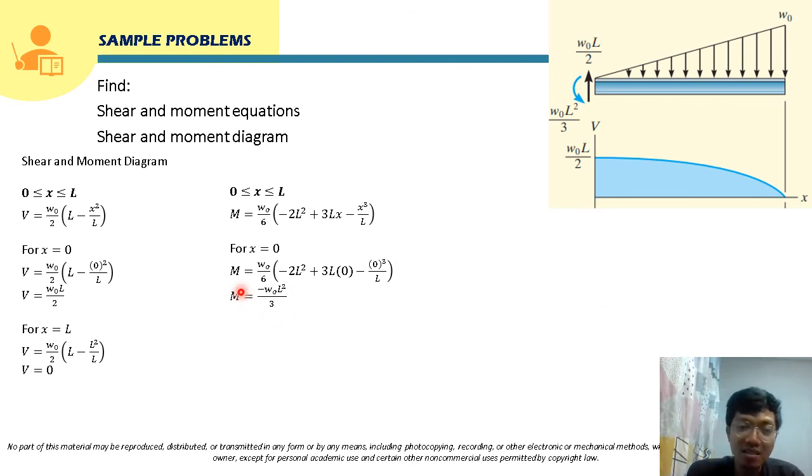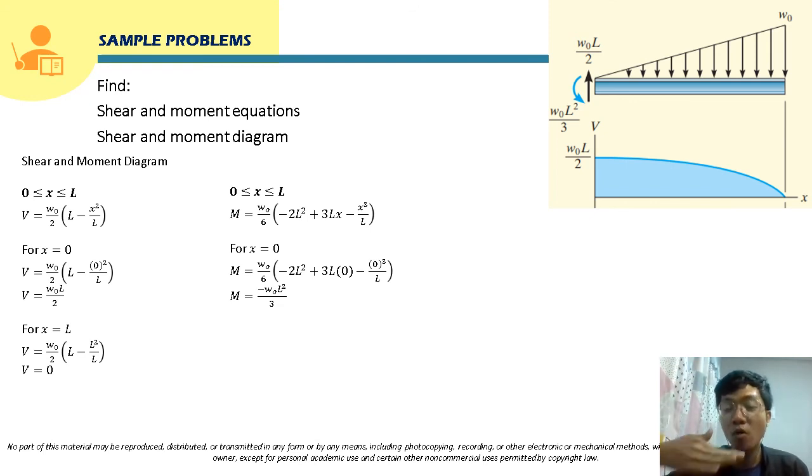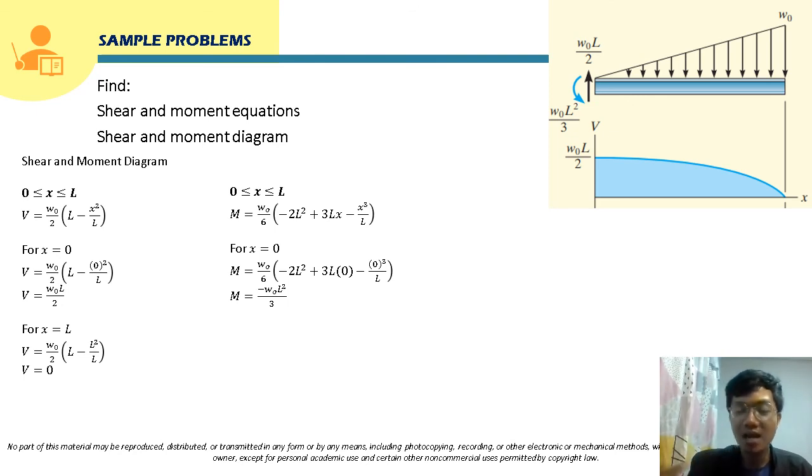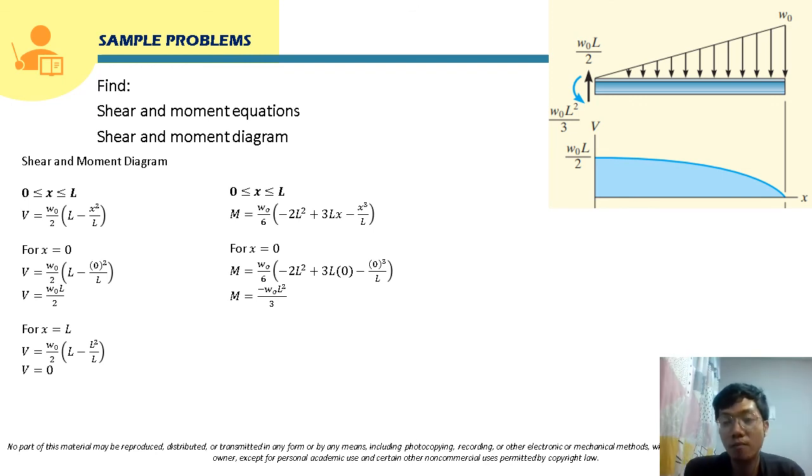And realize, class, that this moment is actually equal to the moment reaction at this point. So the moment reaction at this point is W sub O times L squared over 3. Right? So, class, this moment is counterclockwise. And for moments that are counterclockwise, if we are going to plot that in our moment diagram, it will be plotted below the x-axis. So that will be a negative moment.